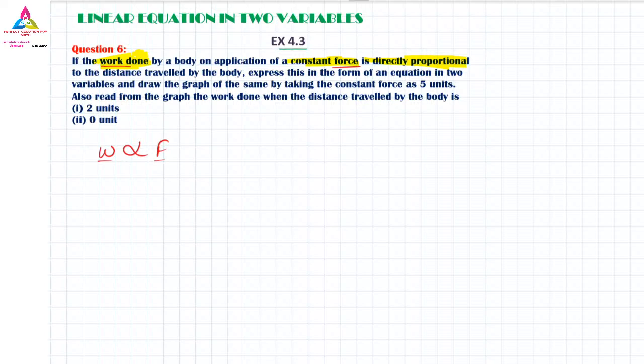Then what is inversely proportional? If you have one word A and one more B, and they are inversely proportional to each other, if A is in the numerator, B will be in the denominator. This is called inversely proportional. So remember, directly proportional and inversely proportional, that we have.